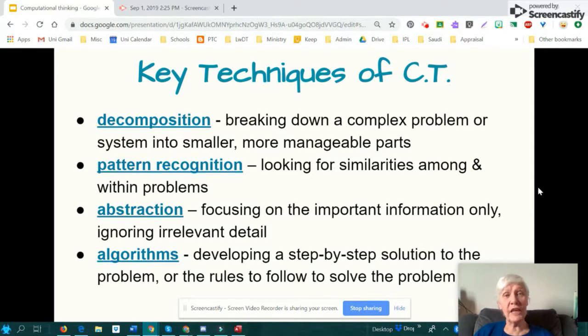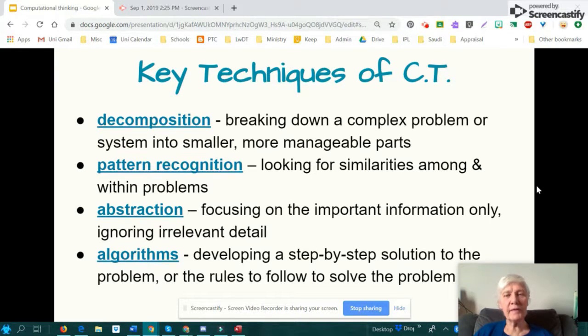So it starts off with decomposition, which means that you're taking that big problem and you're breaking it down into smaller, more manageable parts. Then we have pattern recognition, where you're looking for similarities among different problems and within the problem. Abstraction means focusing just on the important information and ignoring anything that's irrelevant. You'll have done this in maths problems where you looked at what are the key points that we actually need to focus on in order to solve this.